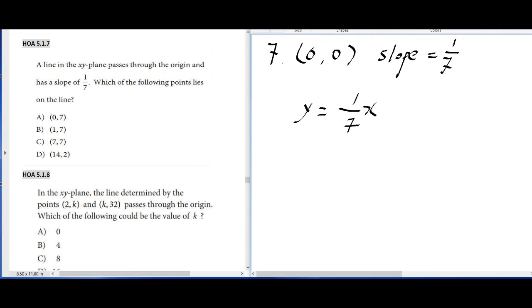This x from your point must be a multiple of 7 because the y value is an integer, right? So you can just check 7, 7 and 14, 2. Yes, 14, 2 works. You know what I'm saying? Also you can easily understand this slope from the origin. Slope is 1/7, which means when x increases by 7, y increases by 1. Next point, 14, 2.